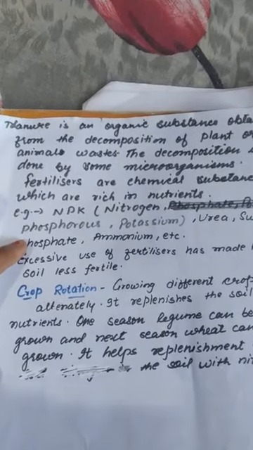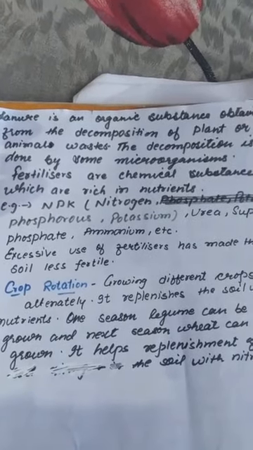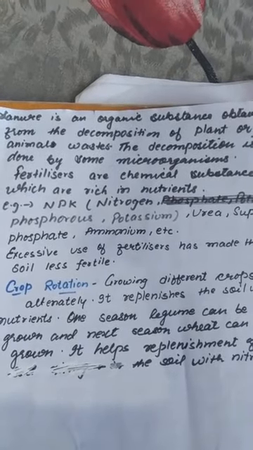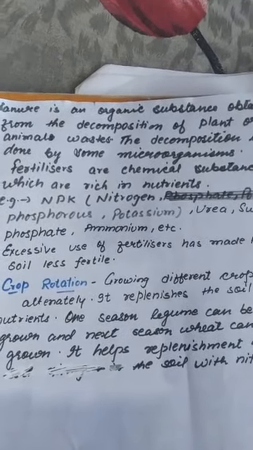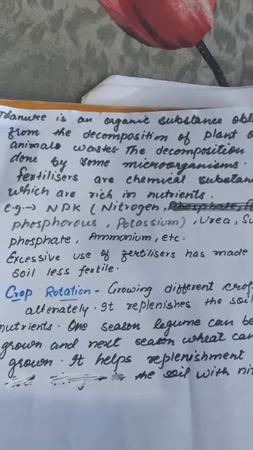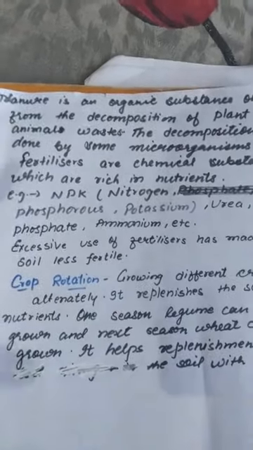So these cow dungs they are keeping in a place, and after that it is decomposed by bacteria and microorganisms, which is converting into manure. Manure provides a lot of humus to the soil.